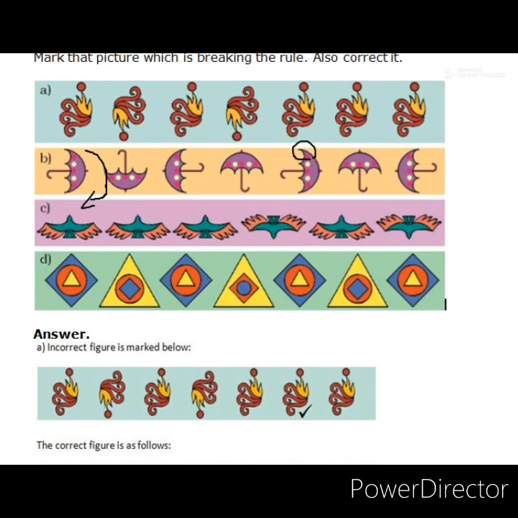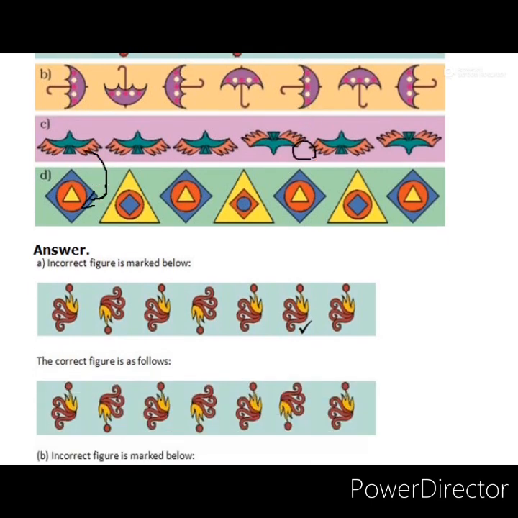The sixth one is breaking the rule. Now we have to correct it. See, the sixth one we have corrected here. See, the wrong one we have put the tick mark on. The circular portion should come downward. That I have corrected. The corrected figure is also shown here. The corrected figure is as follows. Seven pictures are following the same rule. This is the first question.